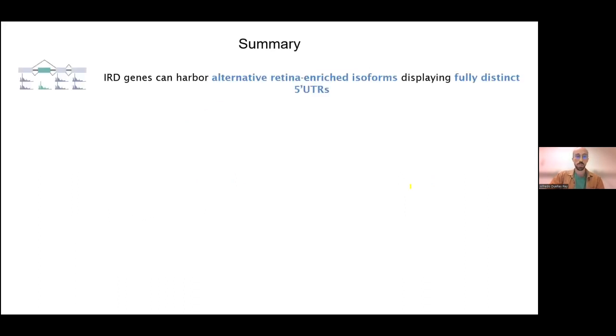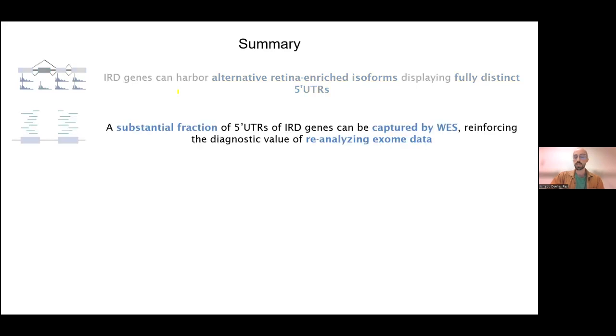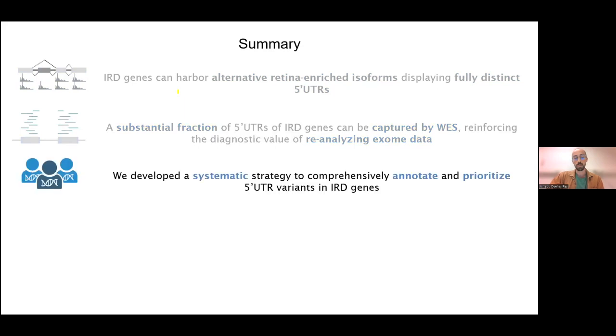So just to sum up, I did not touch upon these 2 points, but it's important and I would like to remark on them. RD genes can actually harbor alternative retinal-rich isoforms that can have completely different 5' UTRs. These regions can be captured by whole exome sequencing, or at least a substantial fraction, which reinforces the diagnostic value of reanalyzing this data.